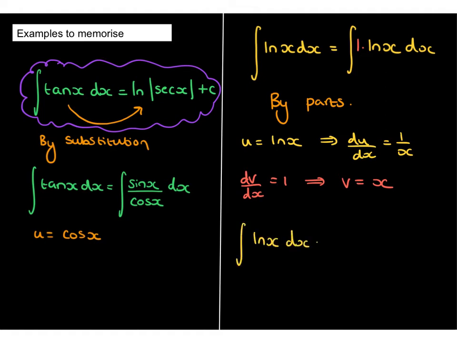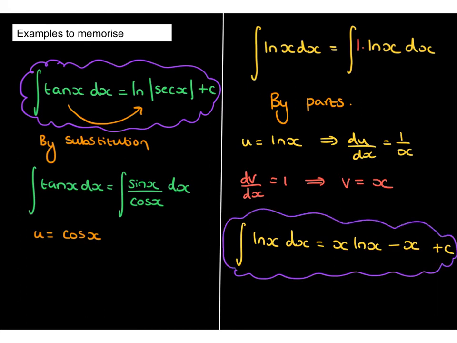The integral of ln of x is equal to x ln x minus x, and of course plus a constant. It's worthwhile memorising this as well as understanding and being able to reproduce the process that allows you to get from here to here. And again, we've covered this in a previous video lesson, so do go back and revisit this if you've forgotten how to do it.